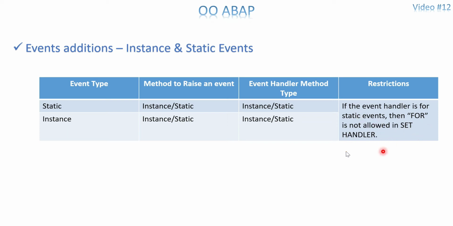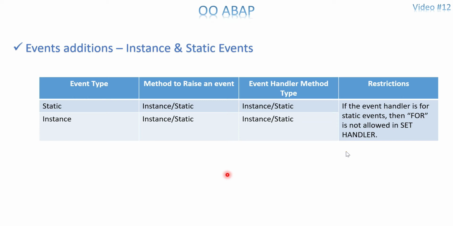The restriction is, if the event handler method points to a static event, then the FOR addition is not allowed. If you remember the syntax: SET HANDLER, object name arrow, event handler method, FOR a particular object, or for all instances. If the event handler method, whether static or instance, is pointing to a static event, then you are not able to use the FOR option, because FOR is especially for the object, not for the class. That is the only restriction. Other than that, you can just play around with it.